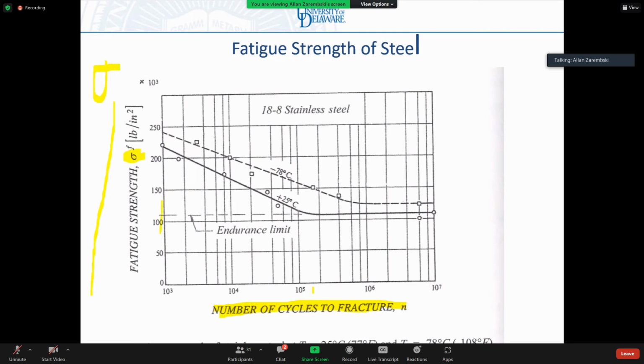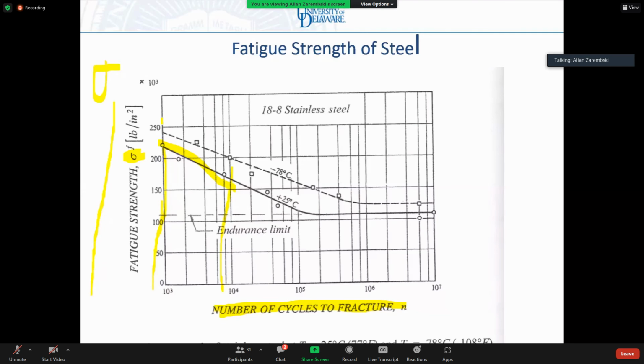Now, how do you get an SN diagram? By running lots and lots and lots of tests in a lab. You basically cut out samples of rail and you do bending stresses, usually a rotating bending stress test, and you just test until it fractures. So what happens is, not surprisingly, that as you increase the stress that you apply to the steel type, you decrease the number of cycles to failure.